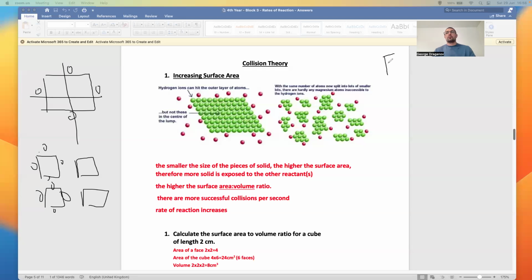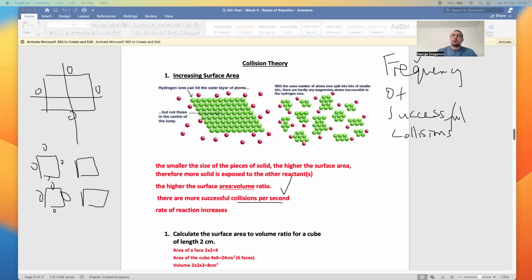So I call it FOSC. Frequency of successful collisions. I call it the phrase that pays because it gets you 2 marks. You see, the collisions per second is what the frequency means. And then more successful collisions is the next bit.